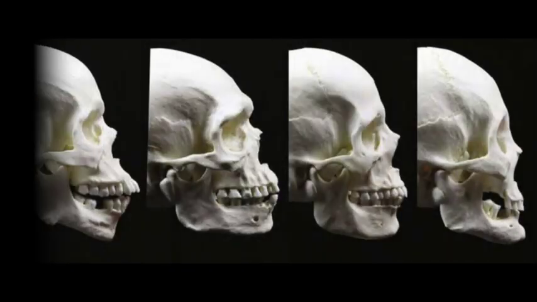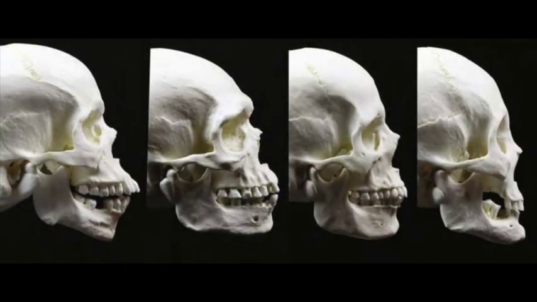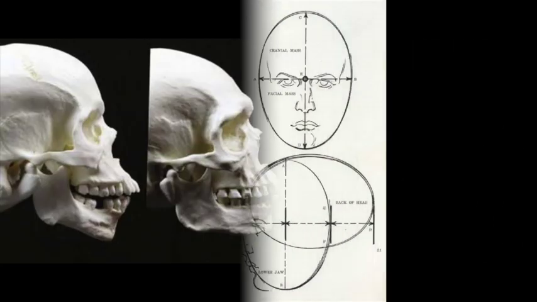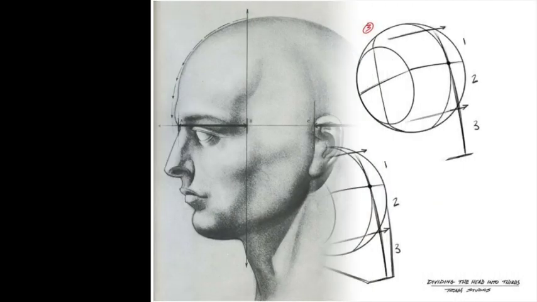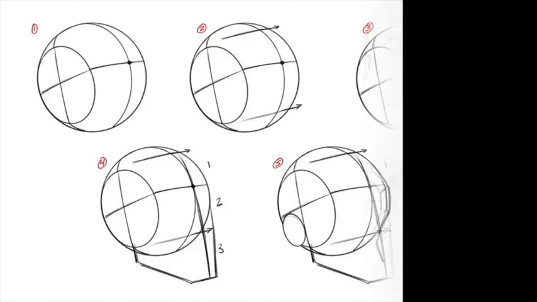Anatomy of the head. Skulls vary quite a bit, usually in the brow ridge, the cheekbones, and in the jaw. There are many different ways teachers use to show how to draw the head. Again, some construction methods are better than others.